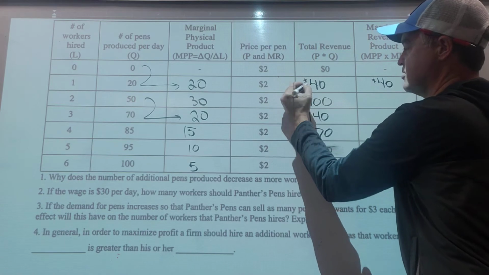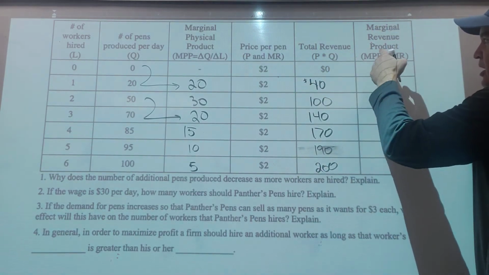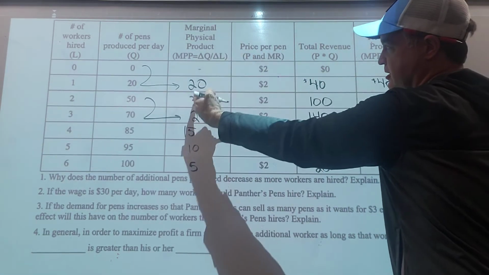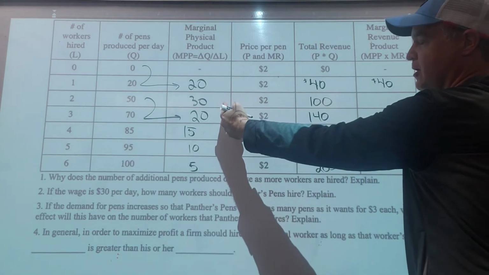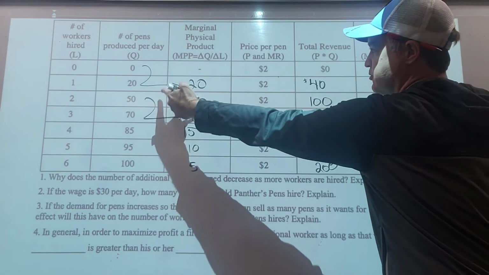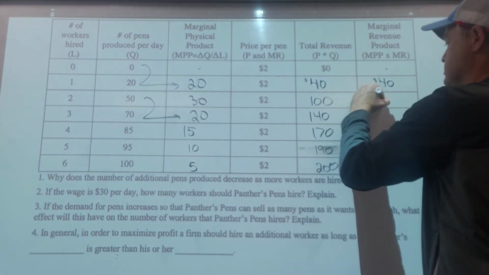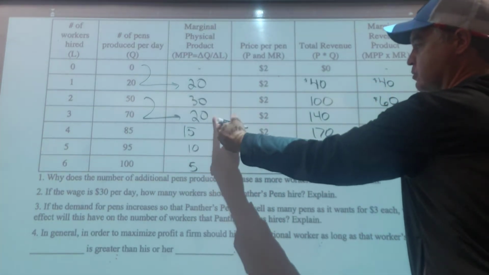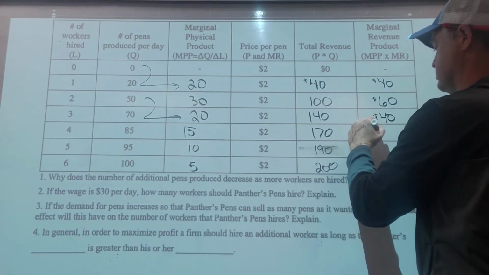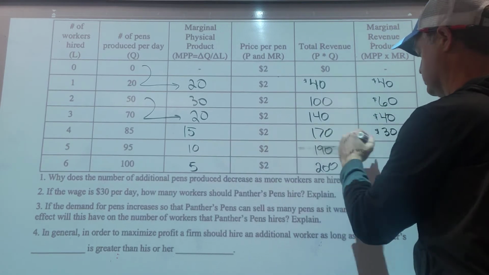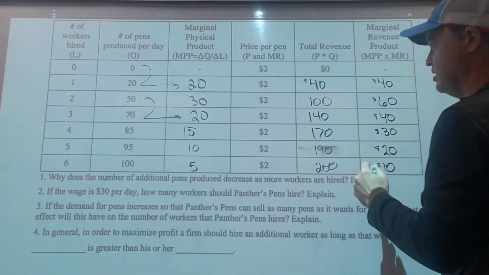Also, I skipped over this, but please remember that the total revenue column is also dollars. Anything with revenue is dollars. Anything with just product here is a number. 30 new products for the second worker, 50 total. Started with 20, now has 50, 30 new. I get to sell them for 2, so that is 60. 20 new workers at $20 is 40, 15 at 2 is 30, and 10 at 2 is 20, and 5 and 2 is 10. There's our chart.